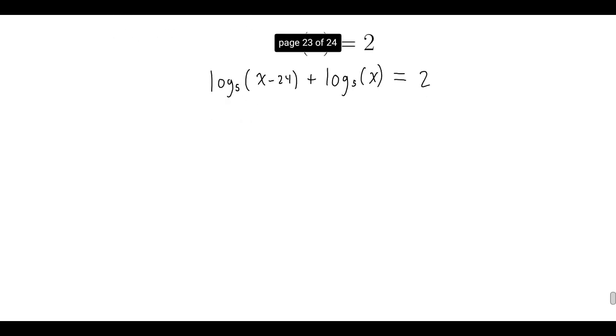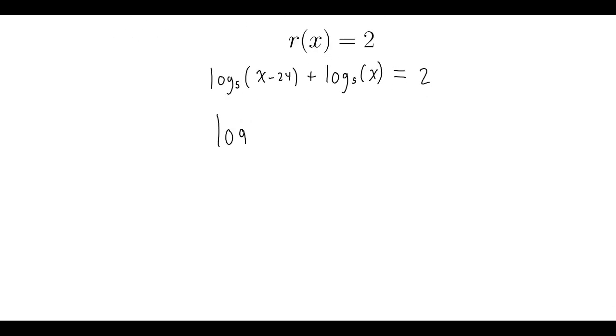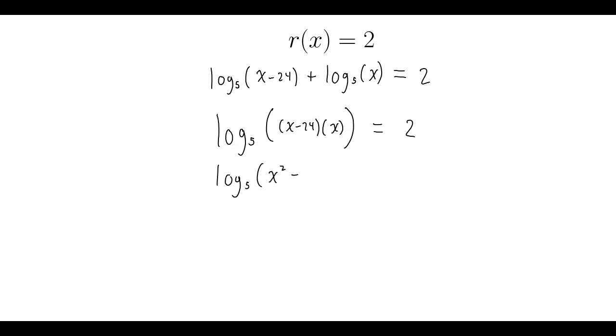Okay, so log base 5 of (x minus 24) times x, all inside one logarithm, equals 2. Well, let me distribute that x real quick. So log base 5 of (x squared minus 24x) equals 2. Okay, so now we have a single logarithm on the left.